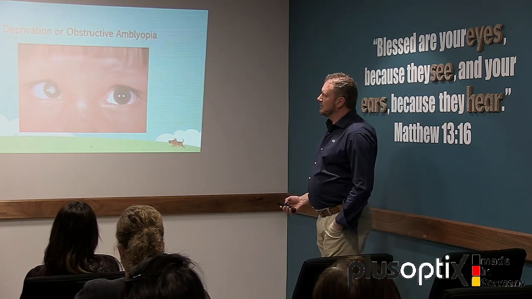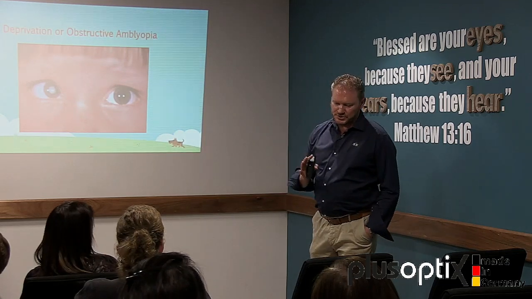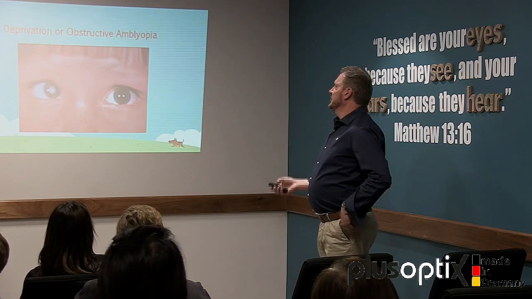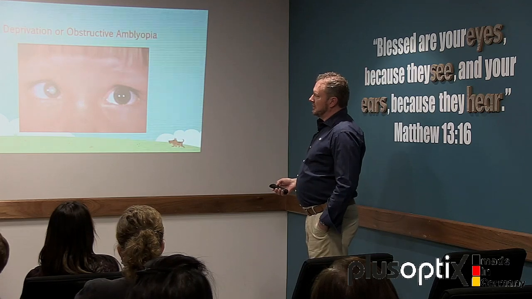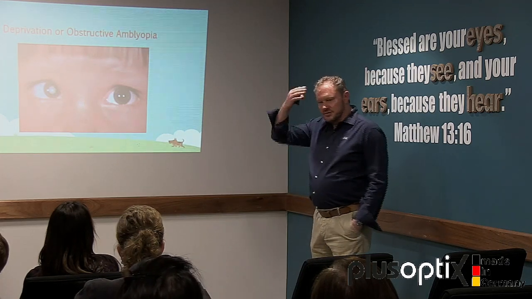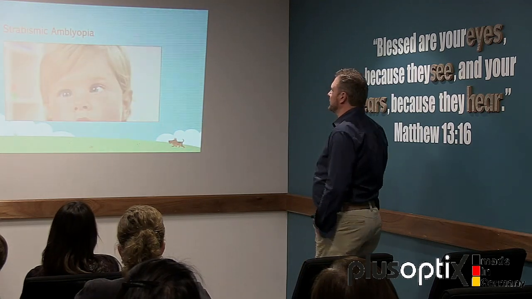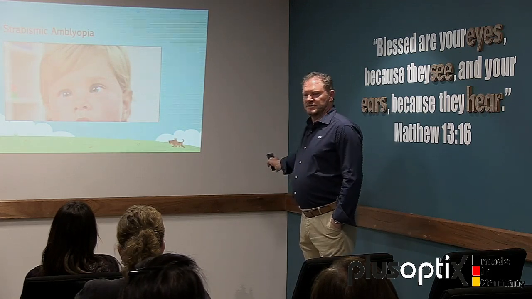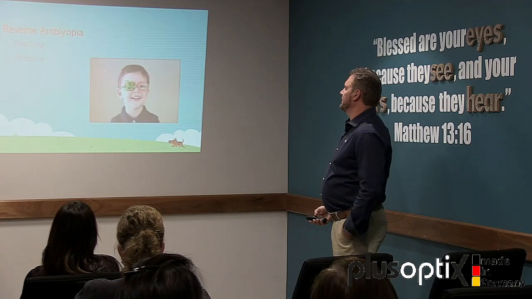Quite simply, there are other causes of amblyopia. So what can cause the image not to get to the retina? If something is obstructing it. So deprivation or obstructive amblyopia means that, for example, a cataract or a ptosis, a droopy eyelid, is obstructing the light. Another one is if the squint is so severe that the muscles are pulling the eye way out and it can't fuse the image with the other eye.